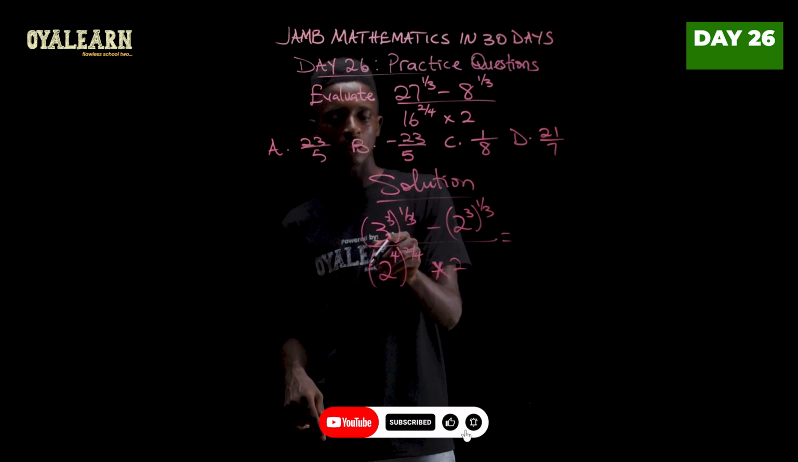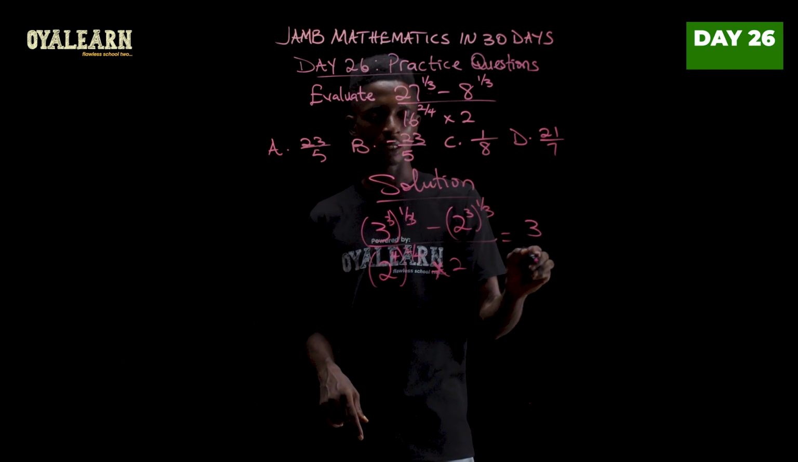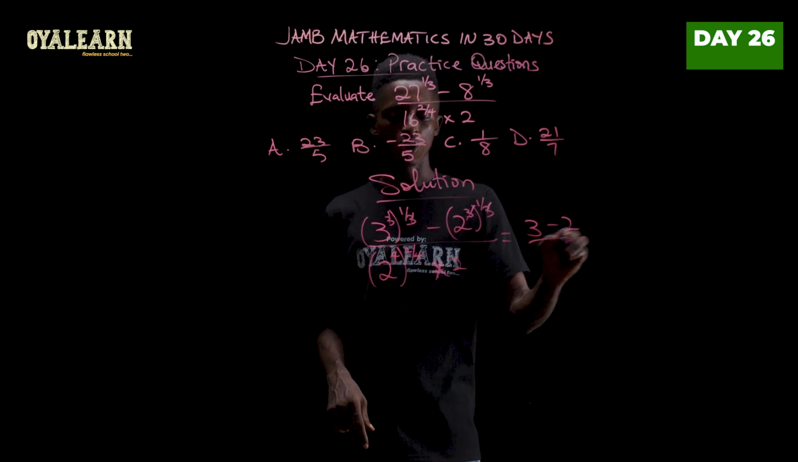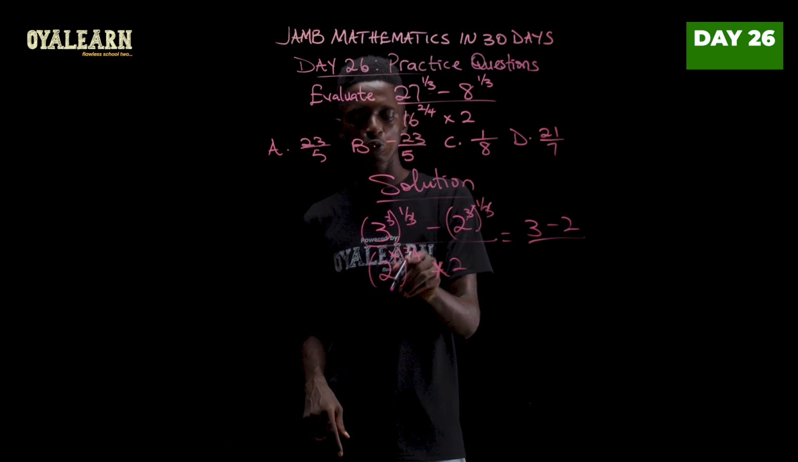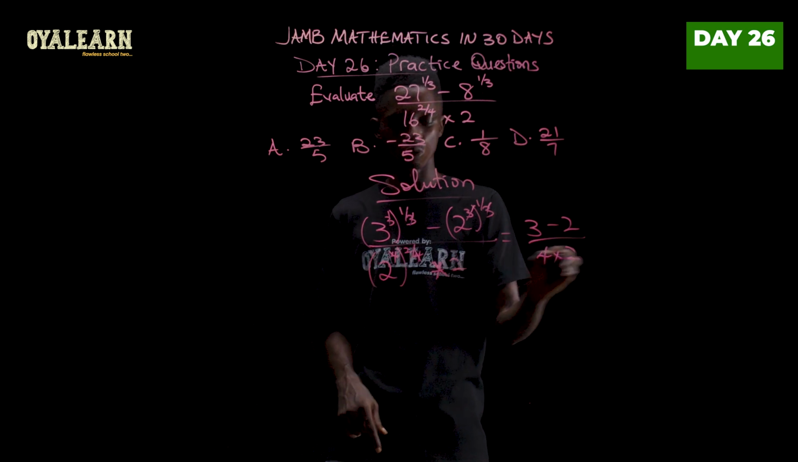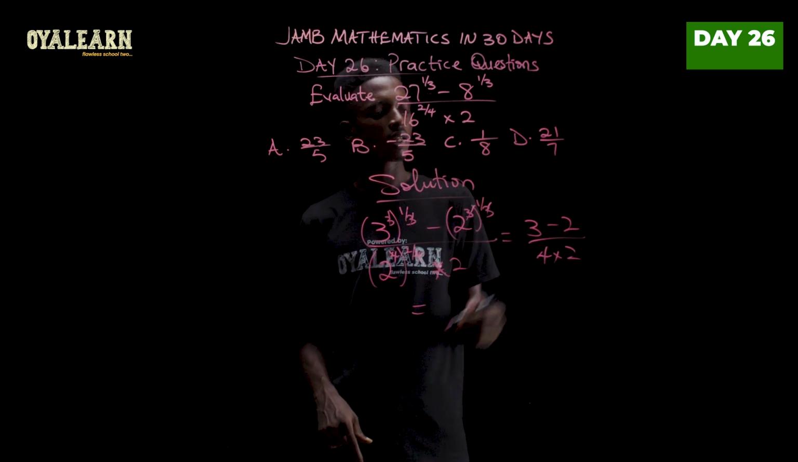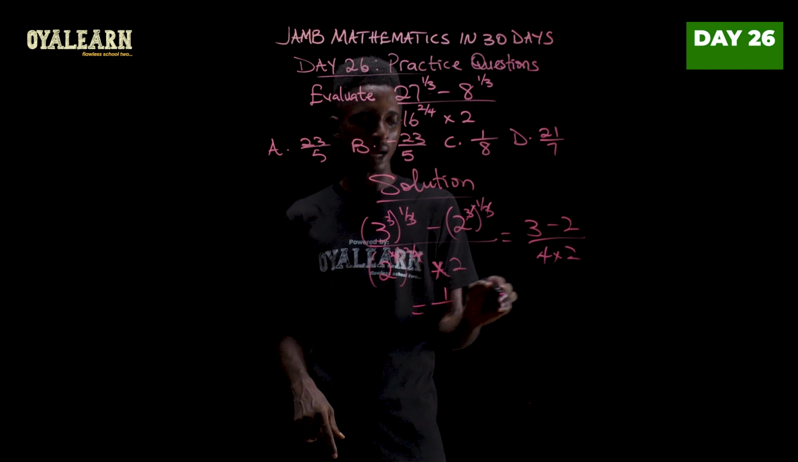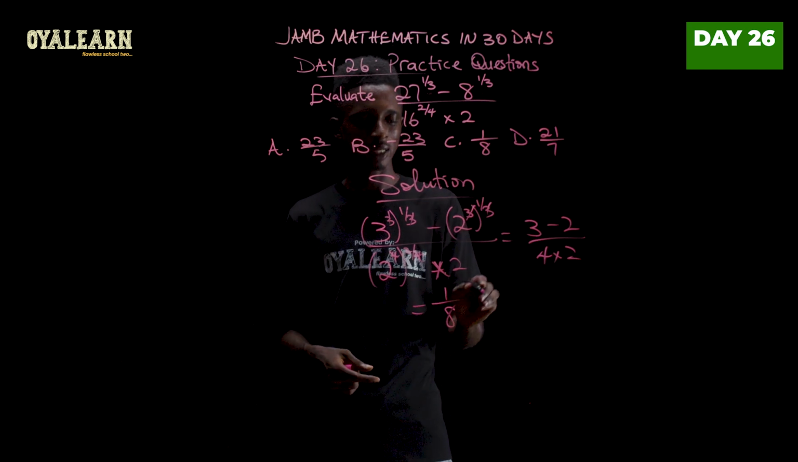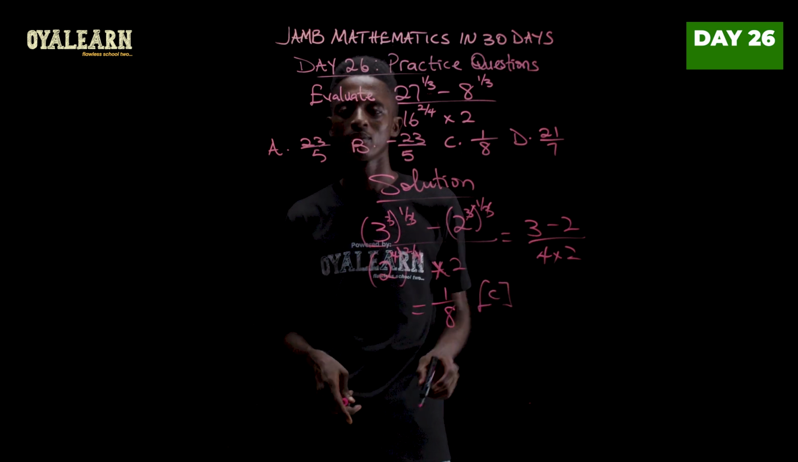Now let's see what this gives us. So 3 cancels 3. 3 to the power of 1 will give you 3. Minus 3 cancels 3, 2 to the power of 1 will give you 2. Over 4 cancels 4, 2 to the power of 2, and that's 4 times 2. So what does this give us? 3 minus 2, that's 1. 4 times 2, and that's 8. So our answer is 1 over 8, option C.